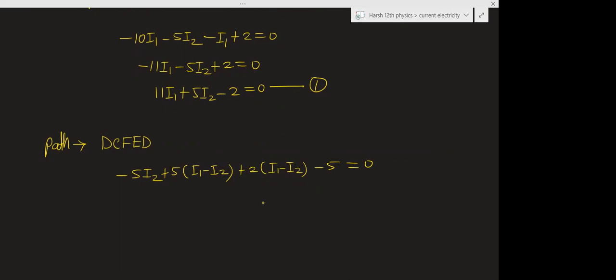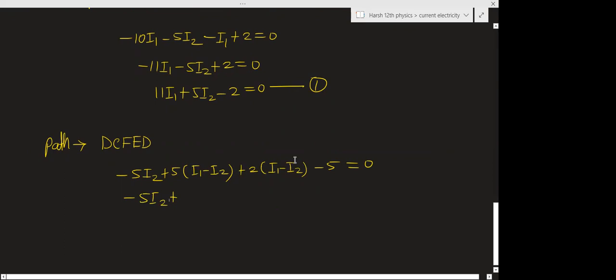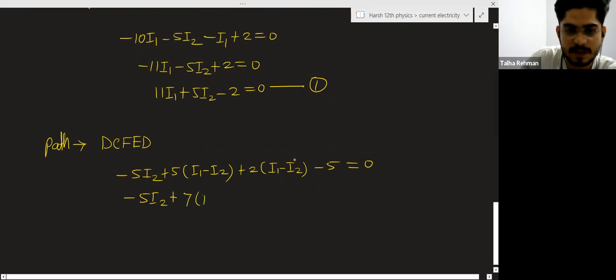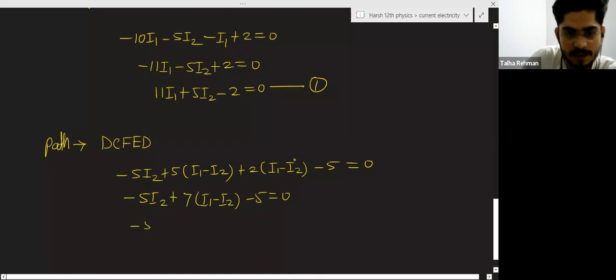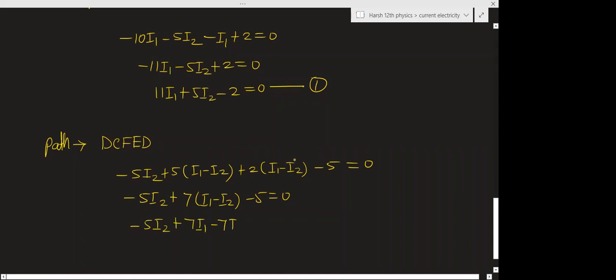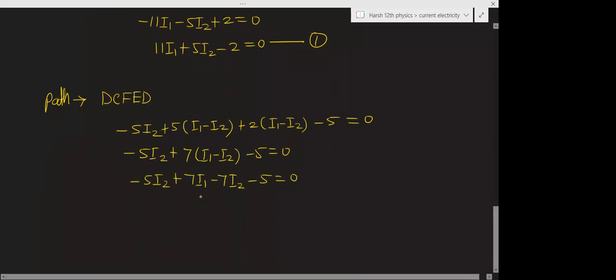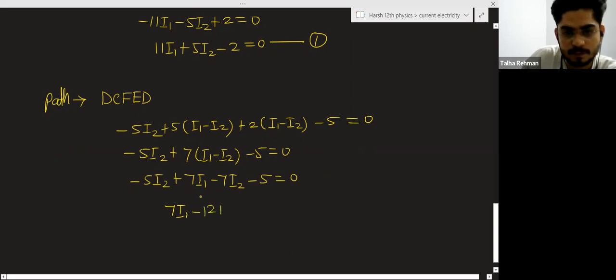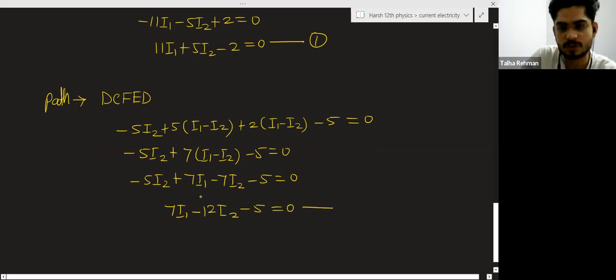So now when you solve this, this becomes minus 5 I2 plus 5 I1 minus 5 I2 plus 2 I1 minus 2 I2 minus 5 equal to 0. This becomes 7 I1 minus 12 I2 minus 5 equal to 0. So this is your equation 2.